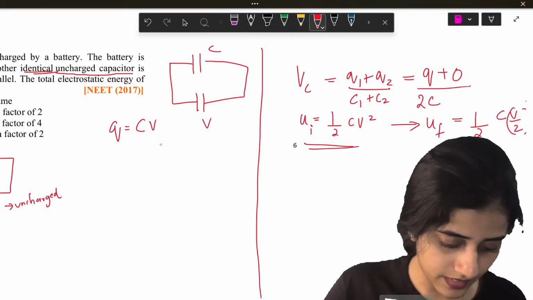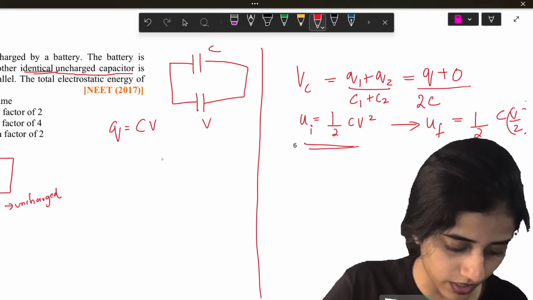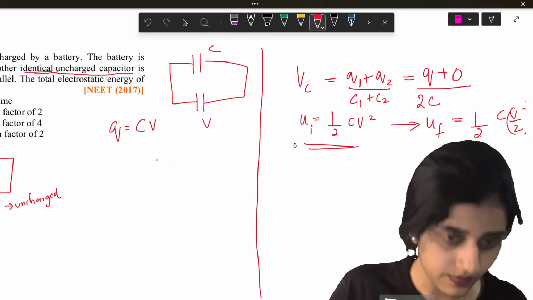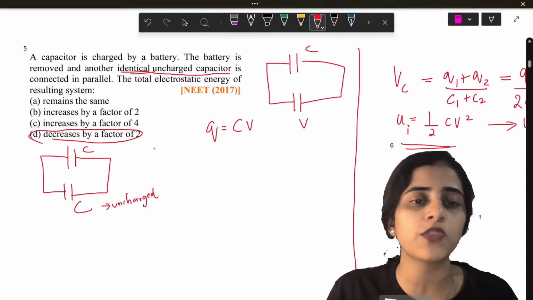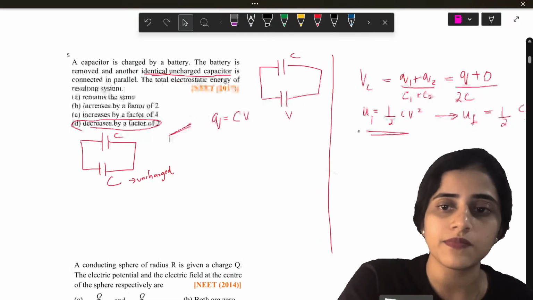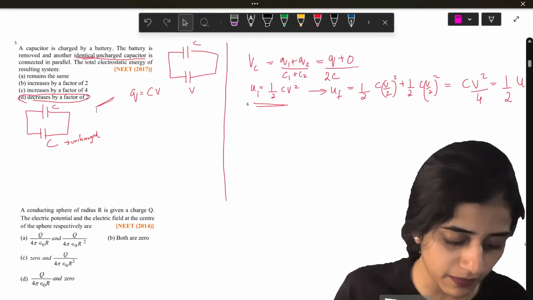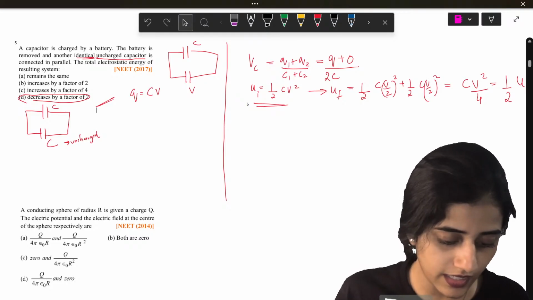Getting it? I'm really sorry, I will do it faster. Yeah, so the answer is going to be, it decreases by a factor of 2. D, are you all getting it? Quickly, can you let me know if you're all getting D? D.